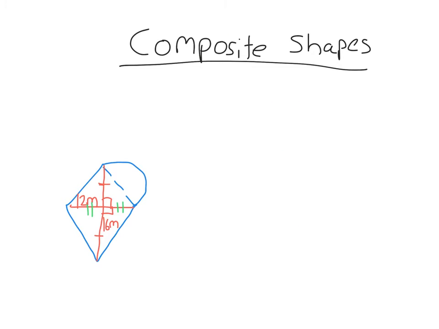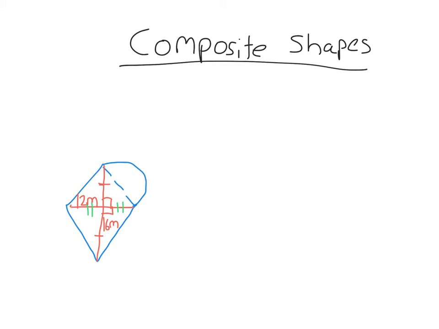When you're finding the area of composite shapes, you'll either have 2 or more shapes stuck together, in which case you just find the area of each one and add them together. Or you will have a situation where you have 1 or more shapes cut out of another shape, in which case you do the same but minus. So let's look at the shape in blue. It's a weird shape. It's a kite plus a semicircle.